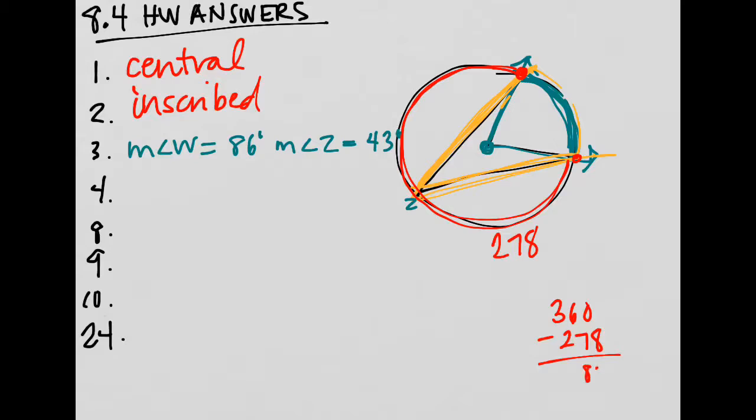Would that be 82? So we know this section here that's left over is 82, which makes this angle inside 82, and this one half of that, right? So the measure of angle W in this case for number 4 would be 82, and the measure of angle Z would be half of 82, or 41.